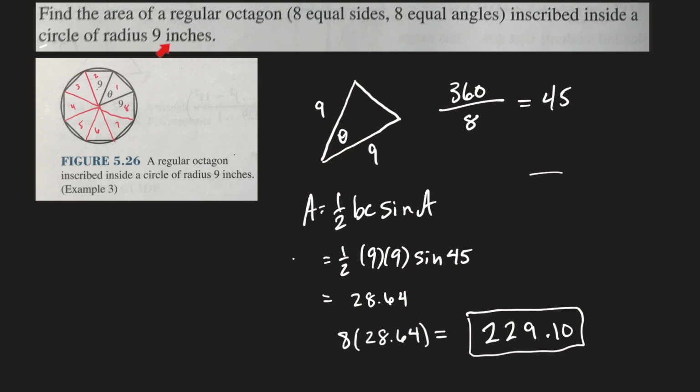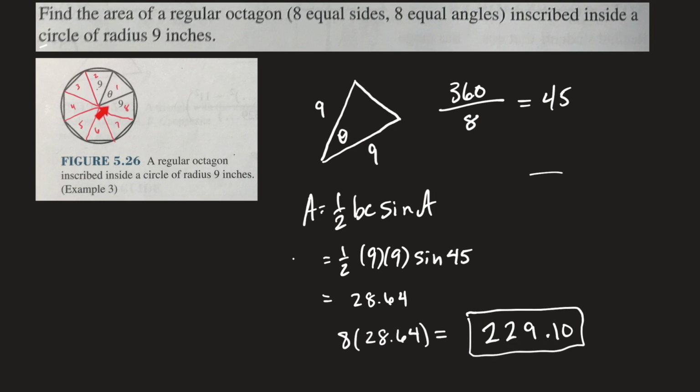If it asks me about area, that's what we're asked to find, the area of this octagon, which means I have 8 triangles that are exactly the same. And so what I can do is find the area of one of them, and then find the area of the whole thing by multiplying by 8.